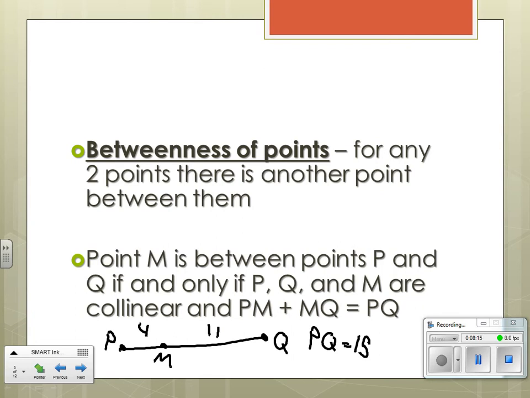So that was a case where I know the parts, I add them together, and I get the whole thing. What if I knew the whole thing and one part? Let's say I told you that PQ this time is 18, and I told you that PM is 3. Could you figure out how long MQ is? Yeah. This time I've got the whole thing. I've got one part. To get the other one, I would subtract. So 18 minus 3 tells me that MQ equals 15. So you can go that way with it as well. You've got to kind of identify what you have to begin with. Do you know both parts? You know one whole and then the other part?